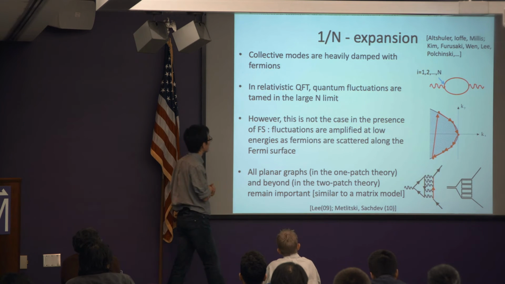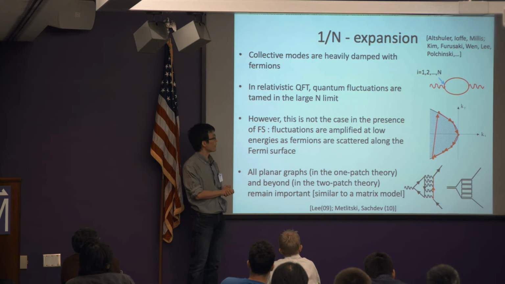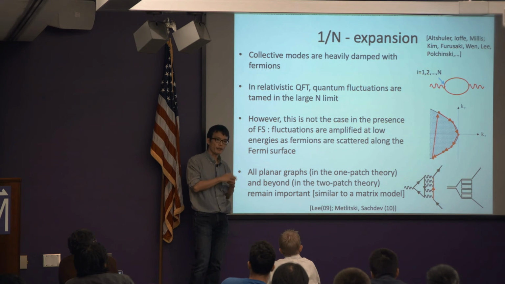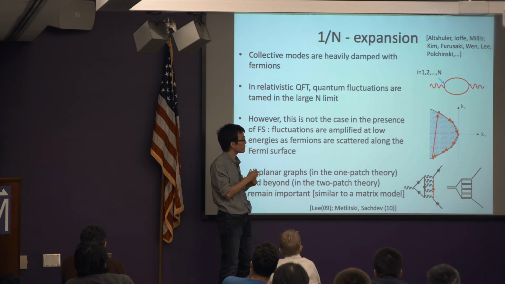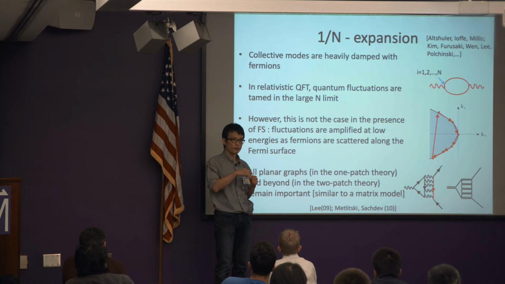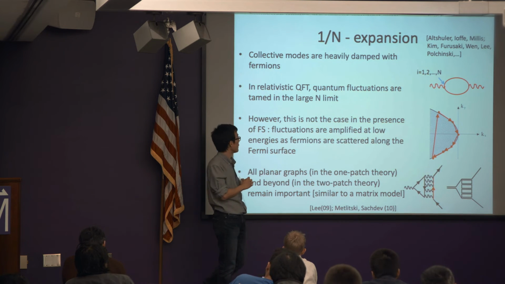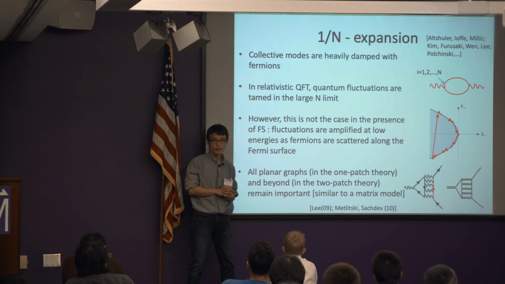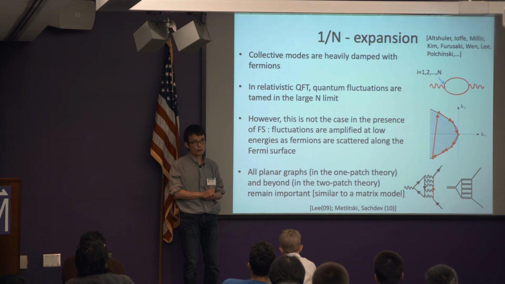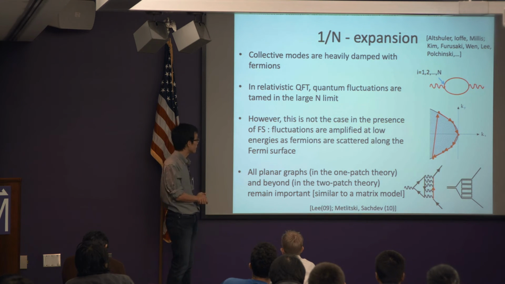So the hope is that if you have a large number of fermion flavors, then this collective mode can have many channels to decay, right? So as a result, the collective mode is very strongly damped in the large N limit. And then the feedback of the collective mode to the fermion will become weaker because fluctuations of the boson are suppressed in the large N limit. So that is the idea. And this idea has worked quite well, say in relativistic field theory, say O(N) vector model. We know how to compute, say, critical exponents perturbatively in 1/N.